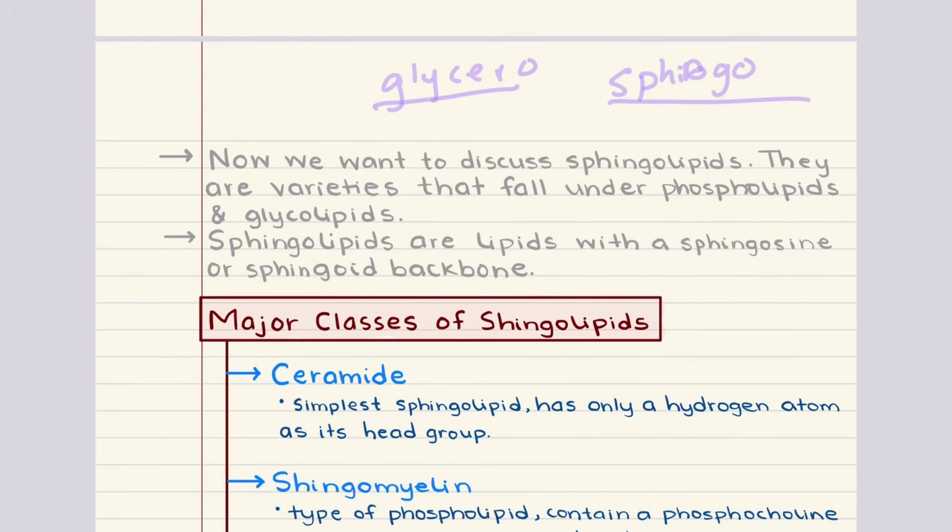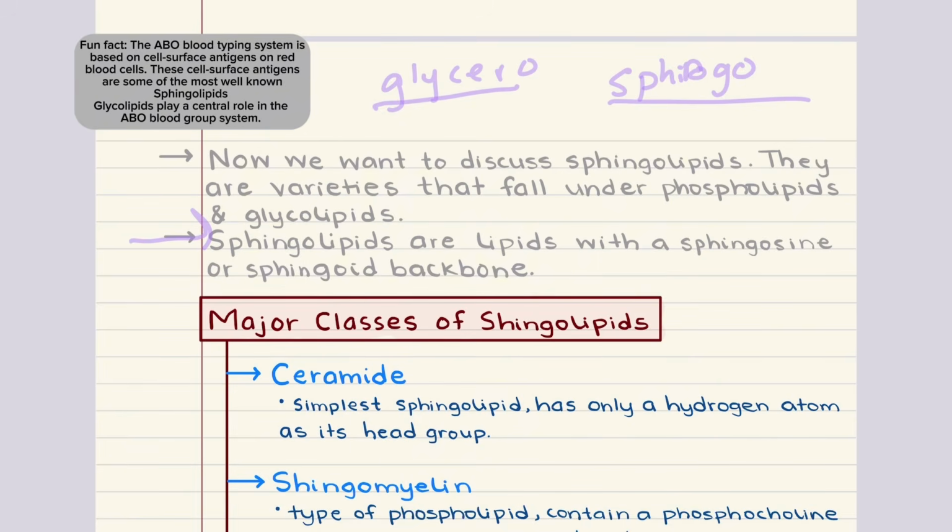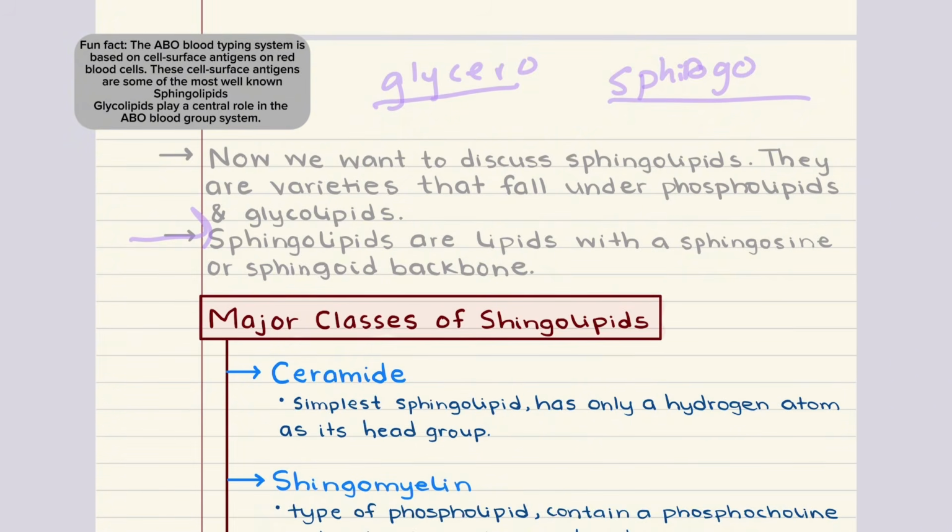So from here, we're going to explore the major classes of sphingolipids that we need to know for the MCAT, and we're going to identify them as either phospholipids or glycolipids. First, we have ceramide. This is the simplest sphingolipid. It's essentially the core structure from which other sphingolipids are built.